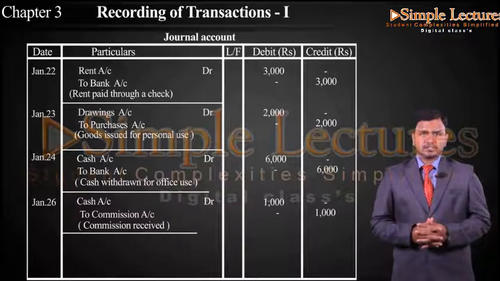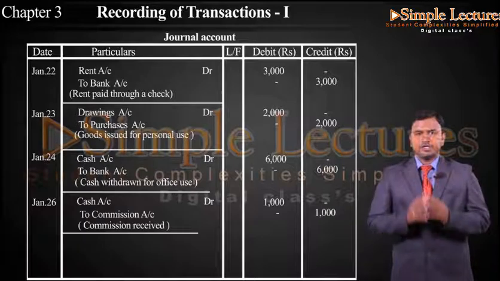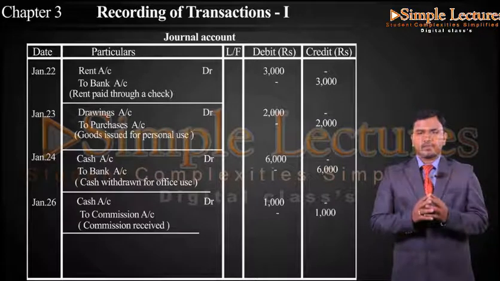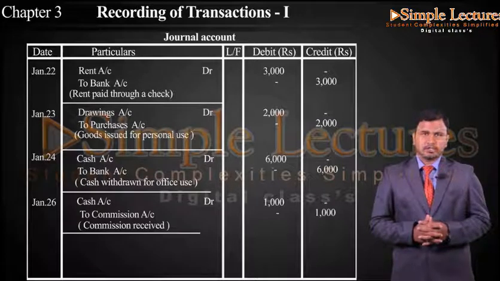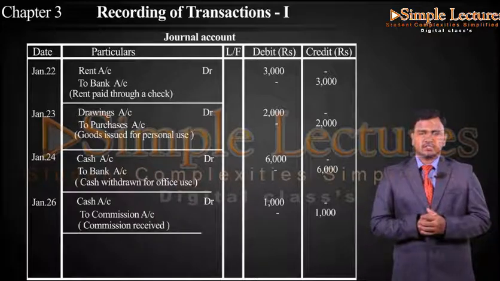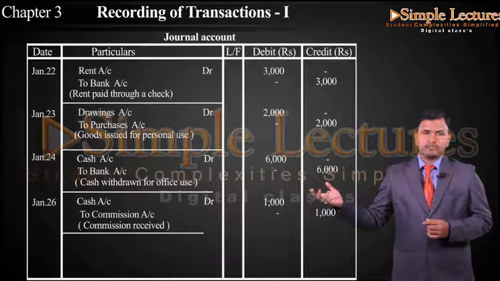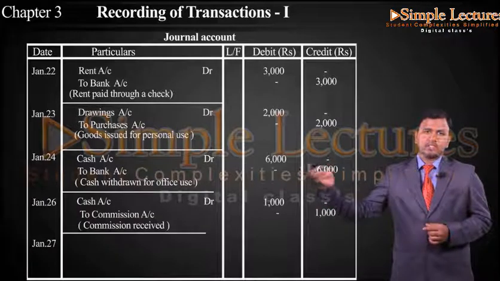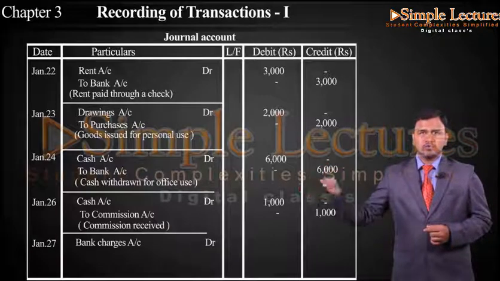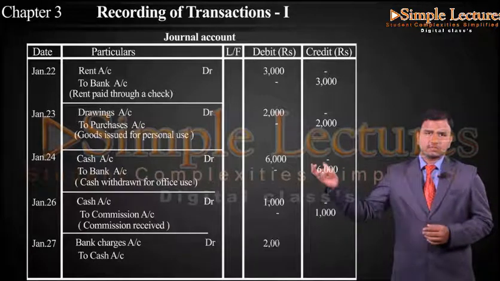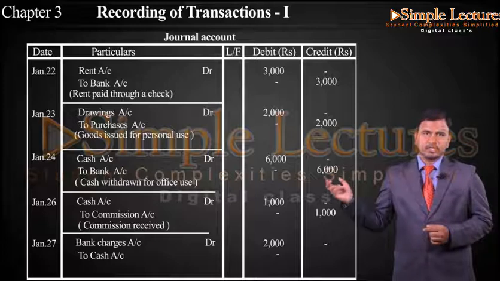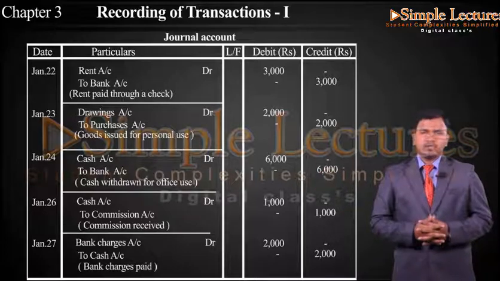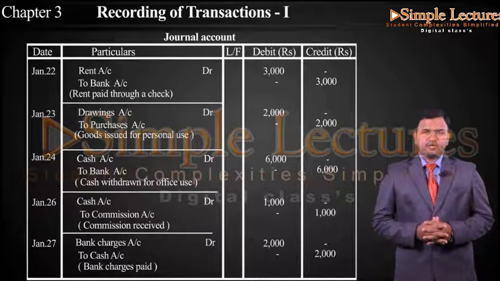Let us take the next transaction which we have on Jan 27th: bank charges, 200. Here bank charges is an expense which should be debited. So let us take the journal entry for this. Date will be Jan 27th. Entry will be bank charges account debtor to cash account, 2,000 debit and 2,000 credit. Narration: being bank charges paid. So now we are done with the journal entries.